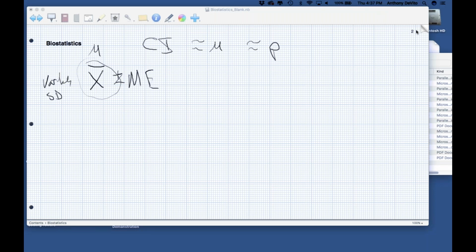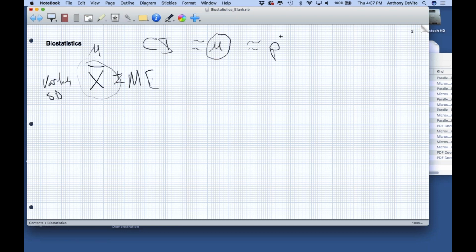Okay, so to reiterate briefly, our real interest is in knowing what the mean of a population is, or what the proportion of an entire population is if we're working with a binomial variable. Mean for a numerical variable, proportion for a binomial variable, or a percentage.